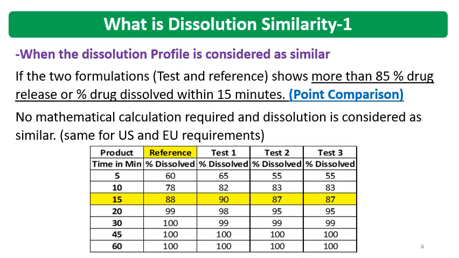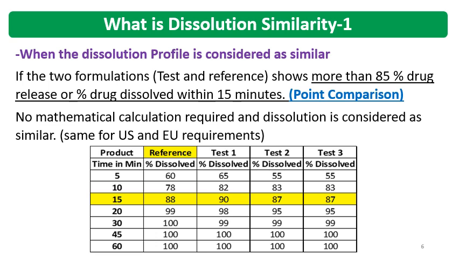Now we will see one by one. So dissolution similarity, when it is not required, means the statistical calculation requirement is not there. This is when the test formulation and the reference formulation both show the percentage of drug release or drug dissolved is more than 85% within 15 minutes.